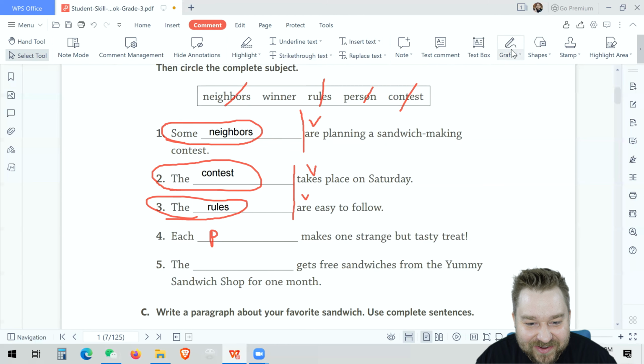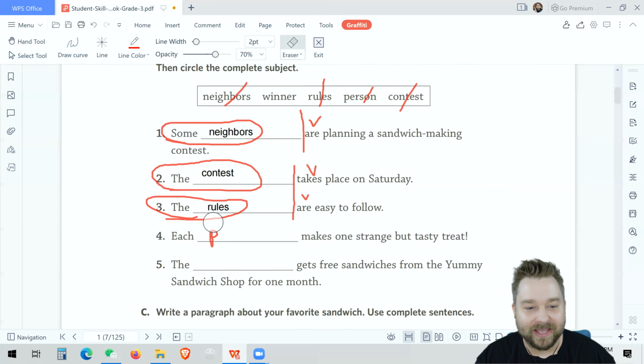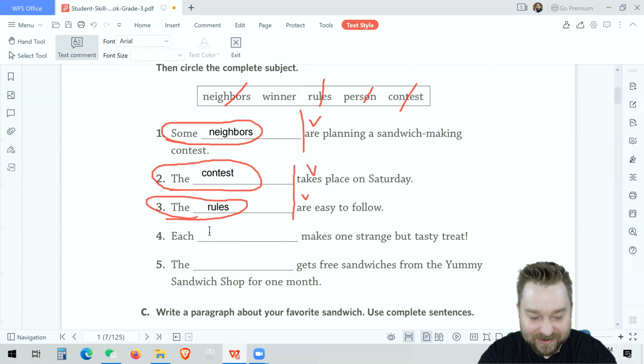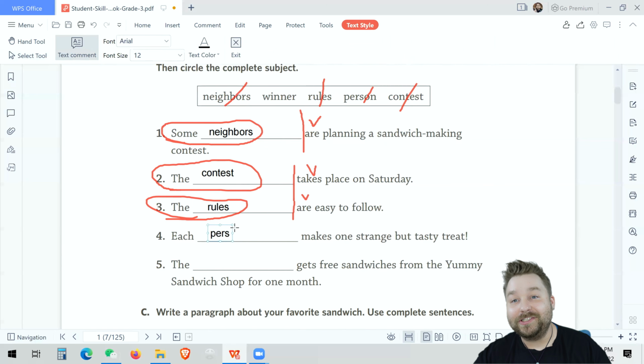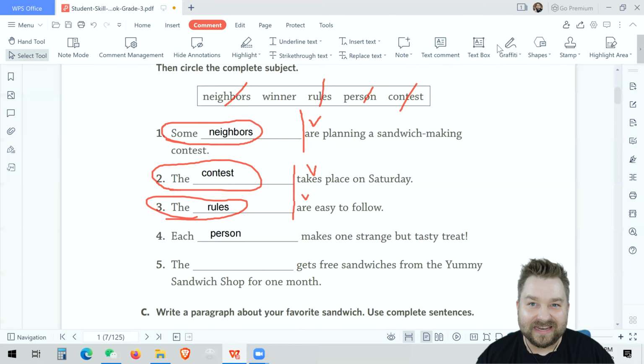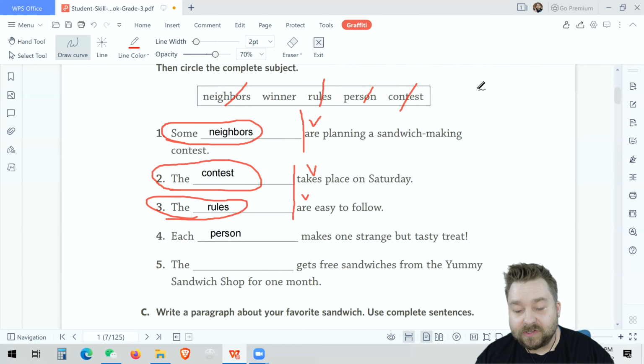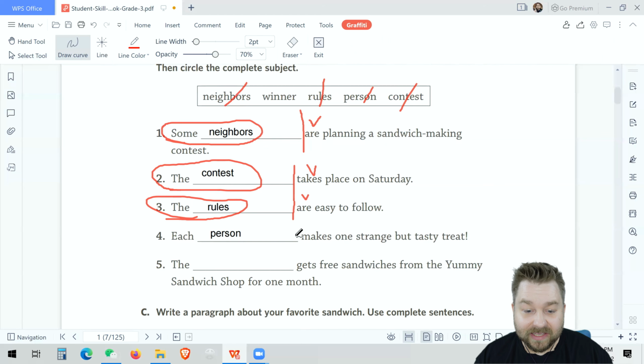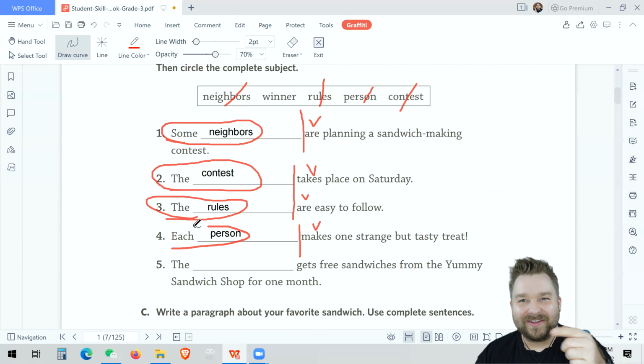I don't know how to do it. Oh, there's the eraser. Bloop. Okay. We're going to insert our text comment and say person. Each person. Yes. See? That's much prettier. My handwriting with the pen is ugh. So each person what? Makes. What? Makes. That's our verb. Makes is our do. So our complete subject is each person. Look at that. We're doing it so fast.